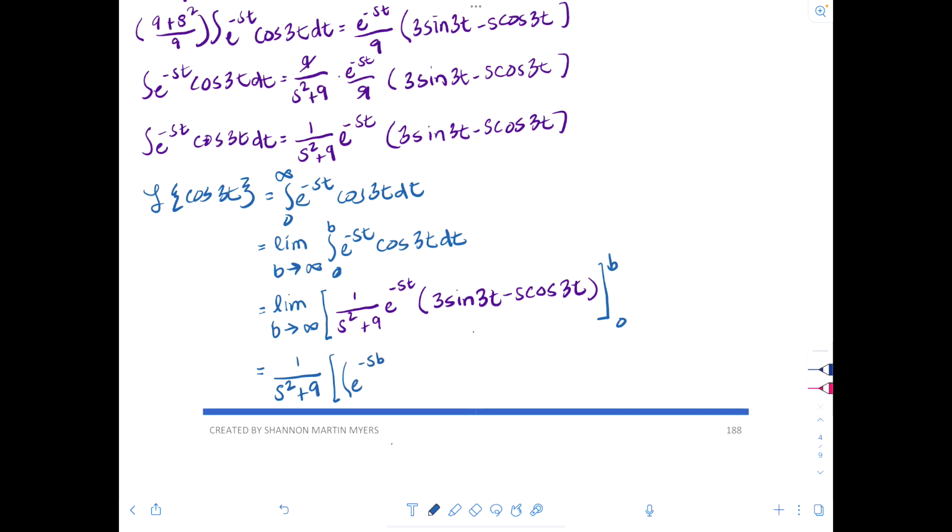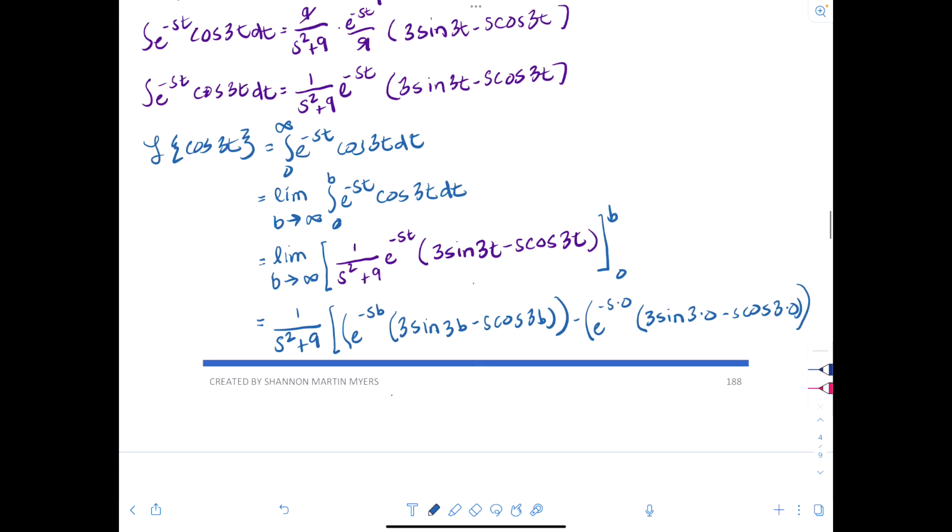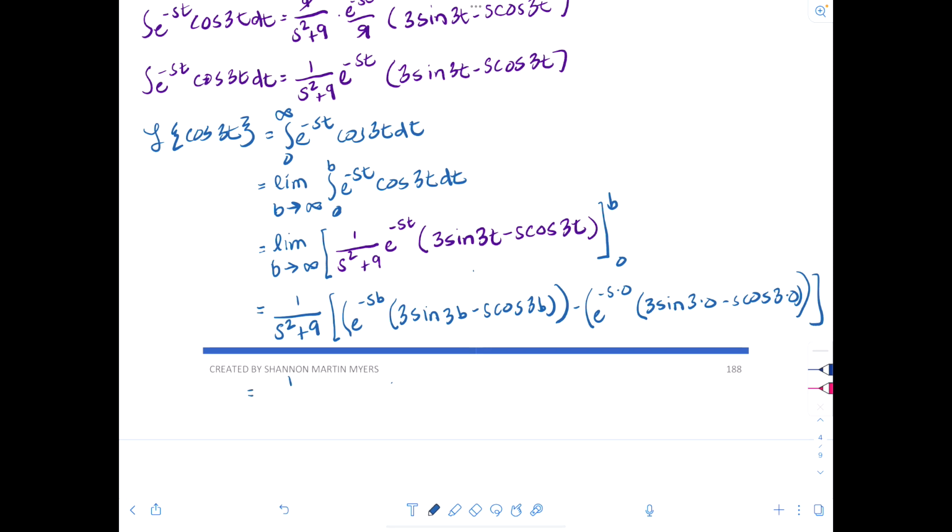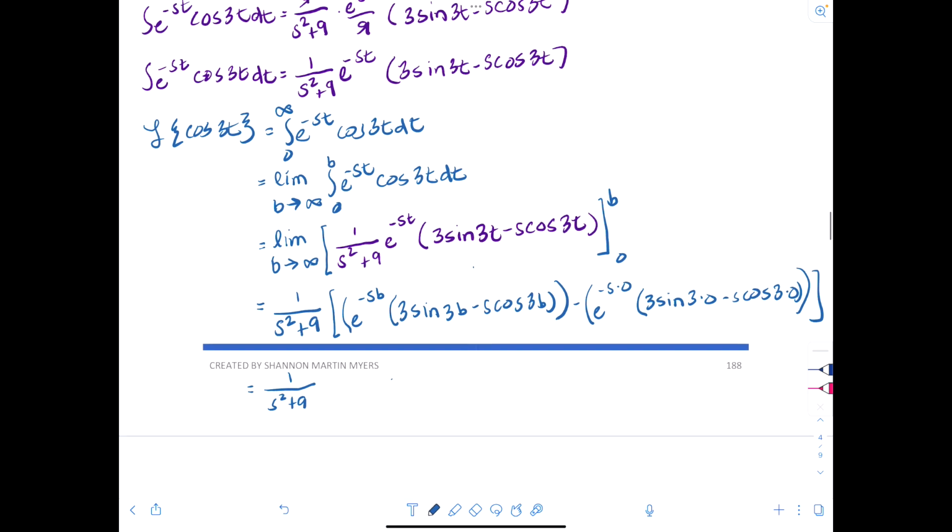So we will have e to the negative sb times 3 times sine at 3b minus s times cosine at 3b. That's our upper limit of integration. Minus e to the negative s times 0 times 3 times sine at 3 times 0 minus s times cosine at 3 times 0. So that's going to be 1 over s squared plus 9. And my bad, I forgot my limit notation here, bad teacher, times the limit as b approaches infinity of all this.